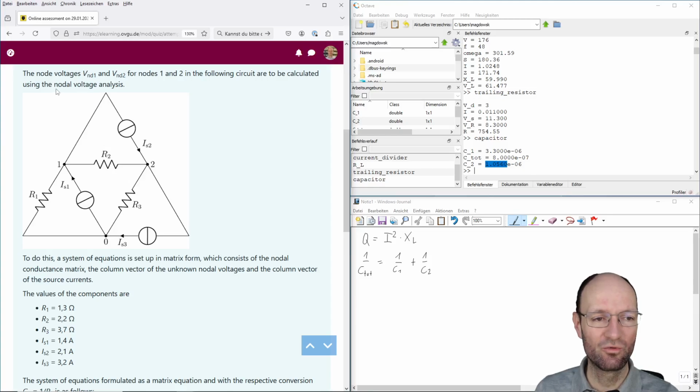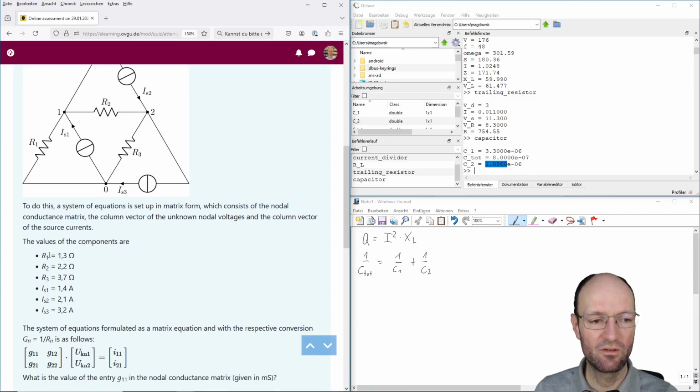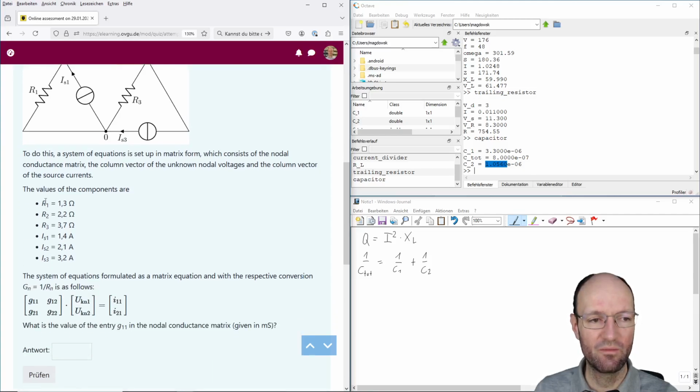And we would like to do nodal voltage analysis. So we have 3 nodes. This is what is marked as the reference node, and then there are 2 remaining nodes, 1 and 2. And there are 3 resistors and 3 current sources. The values are given here. And the system of equations then for this nodal voltage analysis looks like this.